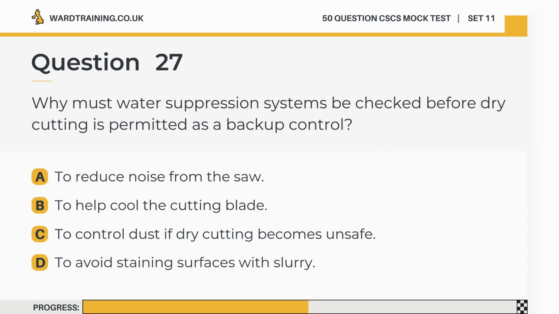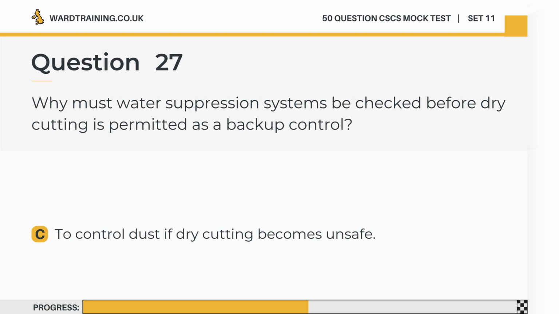The correct answer is C. To control dust if dry cutting becomes unsafe.